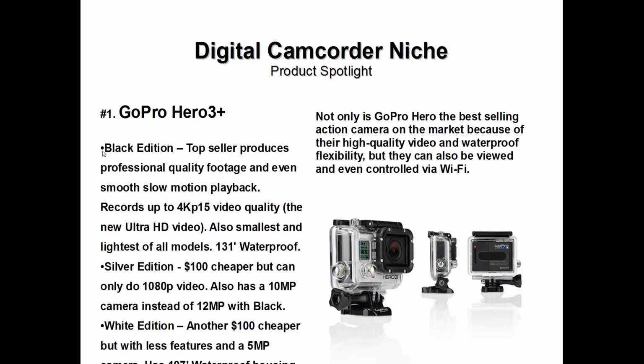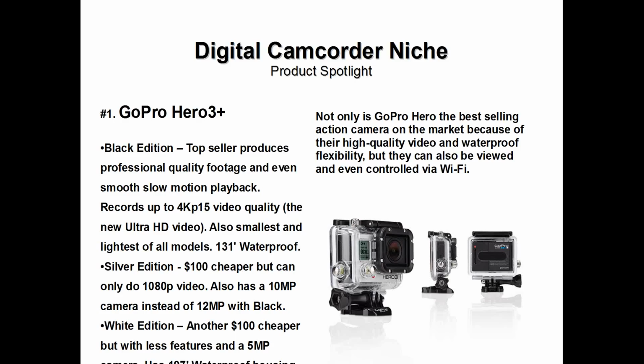And the Black Edition especially does something really special that all of the other ones will simply not do. It will record the new Ultra HD video. It's technically called 4K P15 video quality. It is also the smallest and the lightest of all the different GoPro Hero models and includes waterproof housing for use up to 131 feet deep.